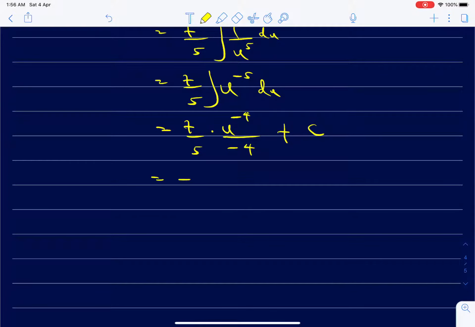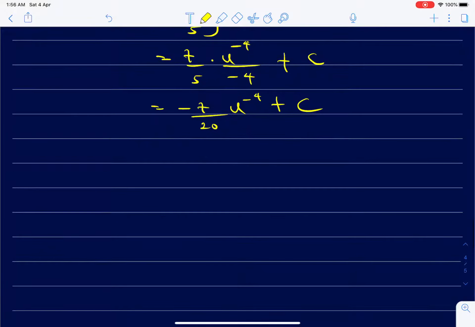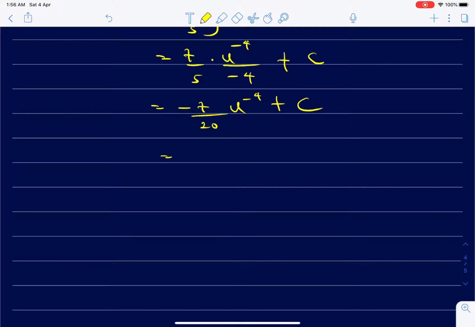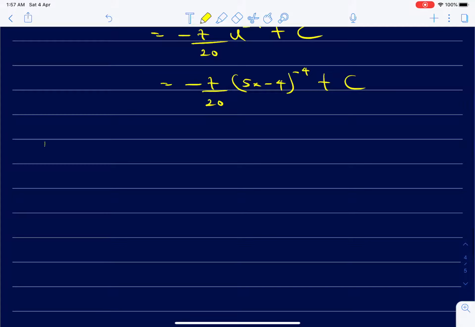And this simply means minus 7 over 20 u raised to the power minus 4 plus c, where u is 5x minus 4. So that means minus 7 over 20 times 5x minus 4 raised to power minus 4 plus c. We go straight to the next.